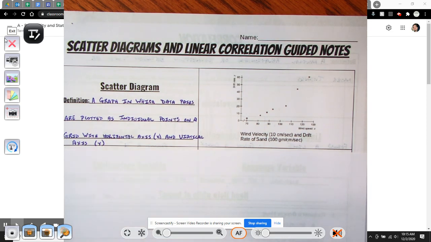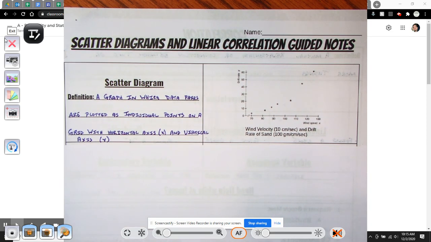A scatter plot or a scatter diagram is a graph in which data pairs are plotted as individual points on a grid with a horizontal axis called your x and your vertical axis called y. It is very important when we make these to actually label your axes. So in this example, we have the wind speed for your x, and then we have drift rate for your y.